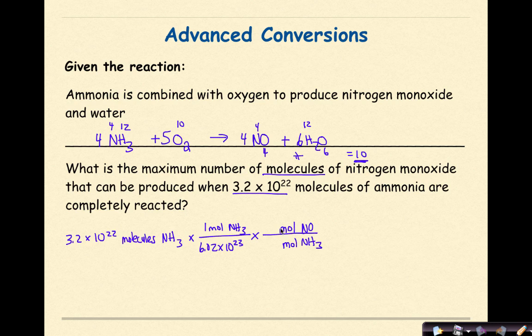So this step right here is where I go up to my coefficients. The coefficient in front of NO is 4. The coefficient in front of NH3 is 4. So now I'm in moles of nitrogen monoxide. The last step is to get me into molecules of nitrogen monoxide. So I know in 1 mole of nitrogen monoxide, I have 6.02 times 10 to the 23rd molecules of nitrogen monoxide.